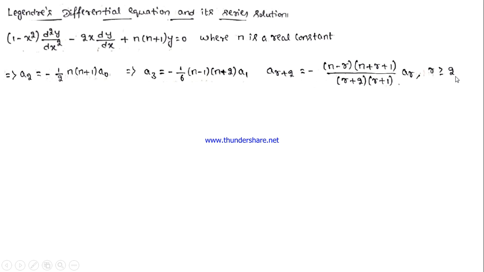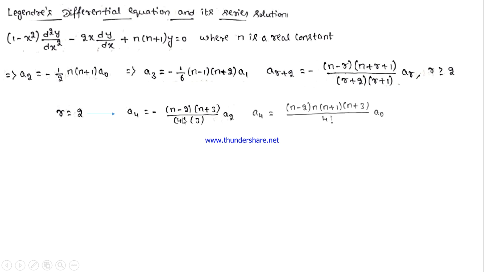Why are we mentioning r greater than or equal to 2? Because when you take r equal to 2, this gives 2 plus 2, that is a4. Till a3 we have already found the values of the constants. From a4 onwards we are supposed to find them. Let me find them. If I put r equal to 2 in this, that gives a4 equal to n minus 2, n plus 2 plus 1, divided by 2 plus 2, 2 plus 1, times a2. Do we know the value of a2? Yes, that is minus 1 by 2 times n into n plus 1 a0. Substitute in this. That gives n minus 2, n into n plus 1 into n plus 3 divided by 4 into 3 into 2.